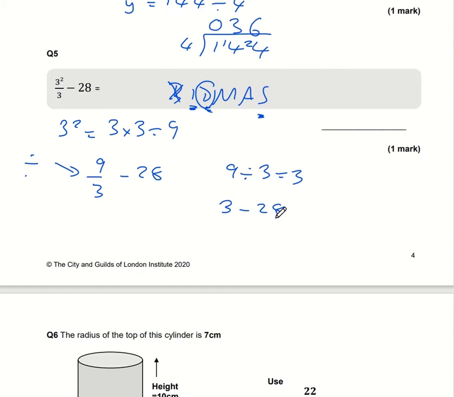minus 28. Okay, so we're subtracting a bigger number from the number we're starting with, so we know the answer is going to be negative. Well, what is 28 minus 3? 28 minus 3 is 25, so 3 minus 28 is going to be minus 25. So there is our final answer, minus 25.